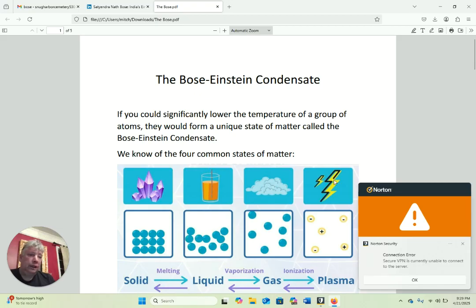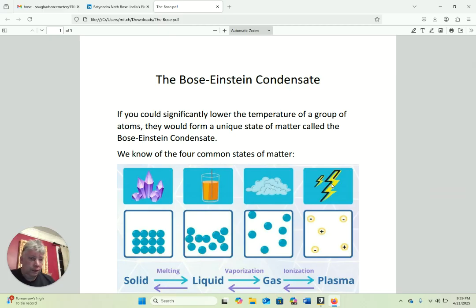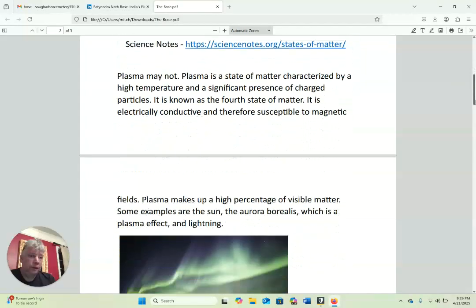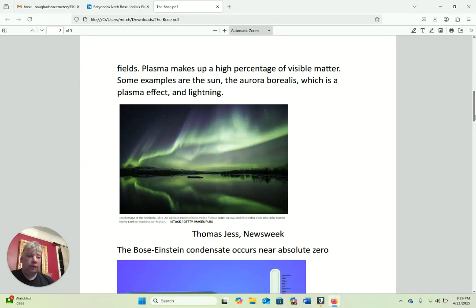You'll notice here lightning. Lightning is an example of a plasma. Another one would obviously be the sun. And from there, an effect from the sun, the aurora borealis, is where we can see a plasma storm. Here are the northern lights, a really great picture that came out of Jess Thomas's article on Newsweek. I really wanted to bring that article in here.